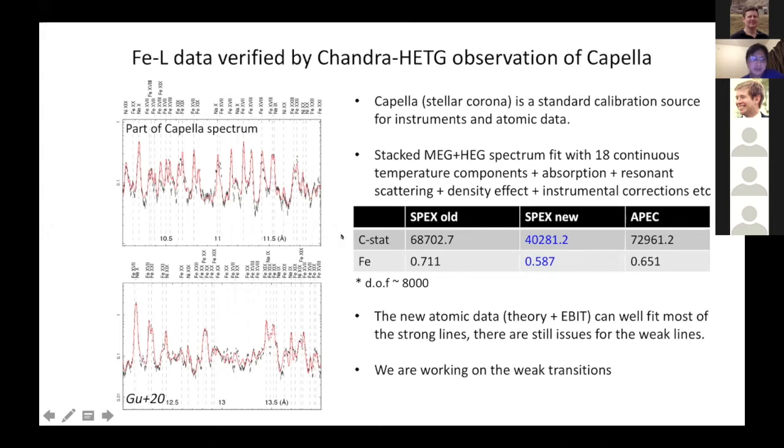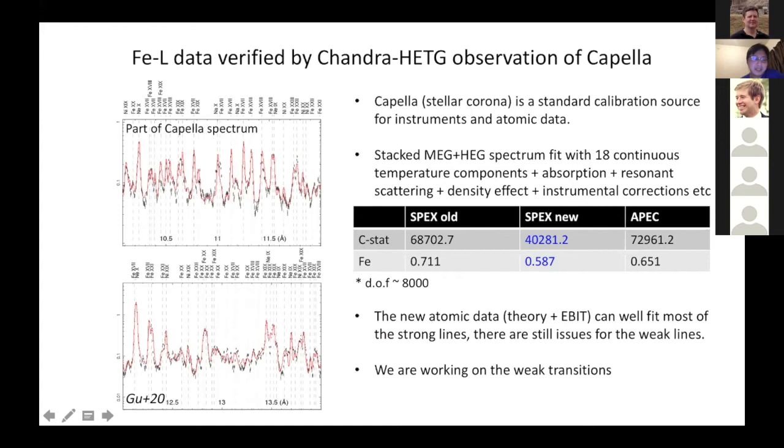And from the final C-statistic, we can see the old SPEX and APEC have similar performance, and the new SPEX is doing a better job. The impact on the iron abundance is also significant, but honestly, even with the new SPEX, we cannot get a formally satisfactory fit. And on the left, you can see a small part of the Capella spectrum.